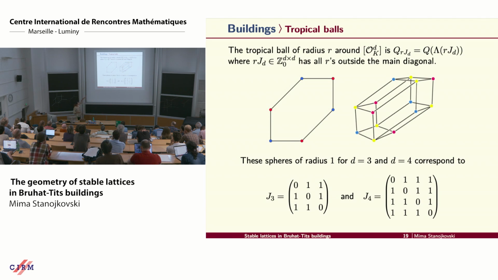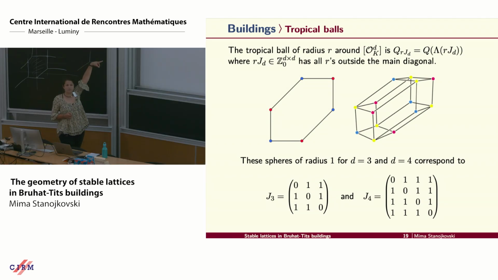These tropical balls you can get as polytropes. These will always be polytropes associated to the matrix RJ_d. So J_d is the d by d matrix with zeros on the diagonal and ones outside. So this is radius 1. If you want a larger radius, you multiply by r. And those two pictures give you the spheres, because I didn't draw the standard lattice there, so for d equal to 3 and d equal to 4. Remember, tropically, we always go down by one dimension.